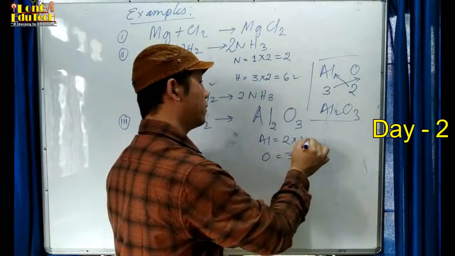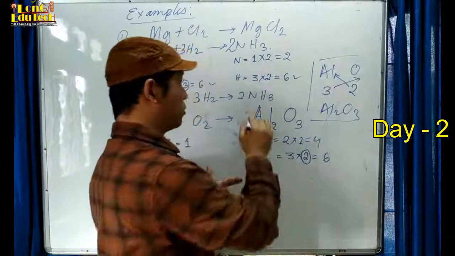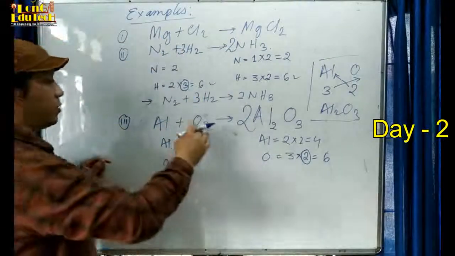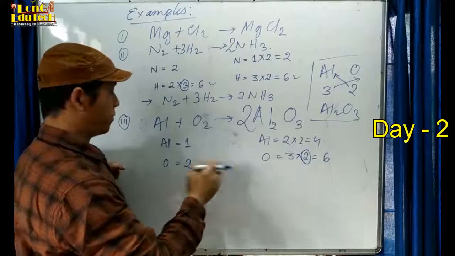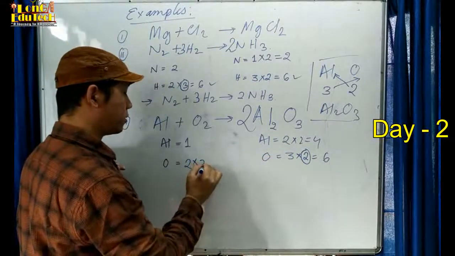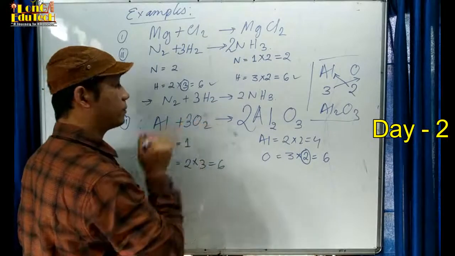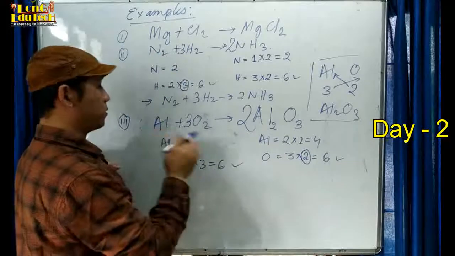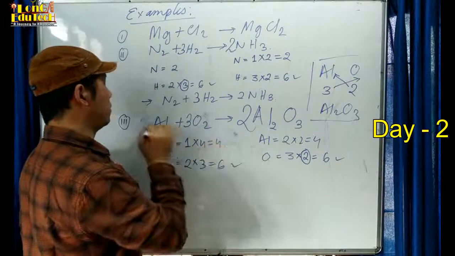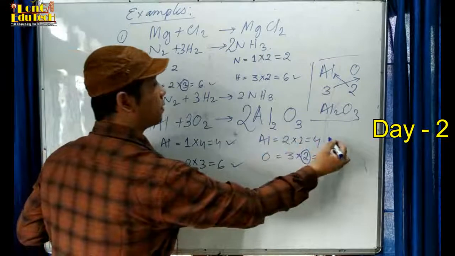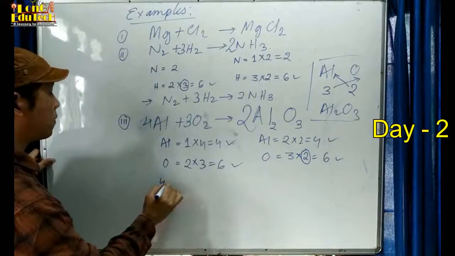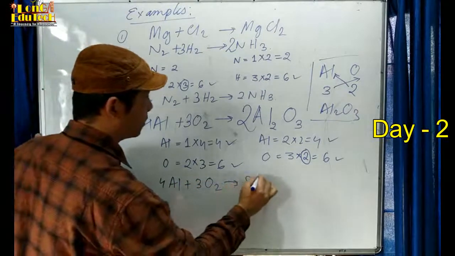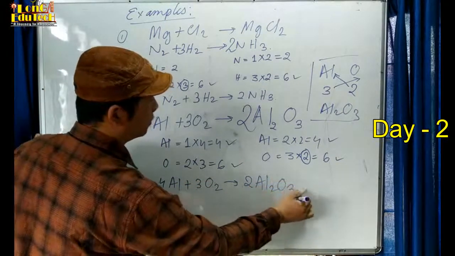So 2 to 4, right? So here you put 2. See, in this case oxygen and aluminium are separate, no problem. Oxygen here is 6, so we need 6 on the left: 3 to 6, we put 3. Fine. Aluminium 4 here, and here is 1, so 1 to 4, you put 4. Aluminium 4, right. So 4Al plus 3O2 gives 2Al2O3.